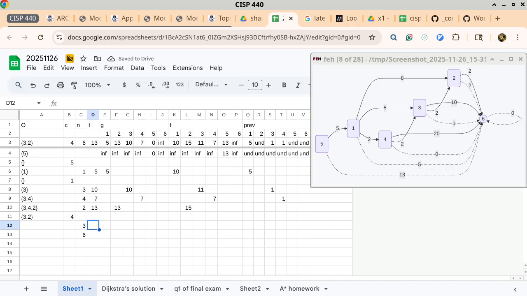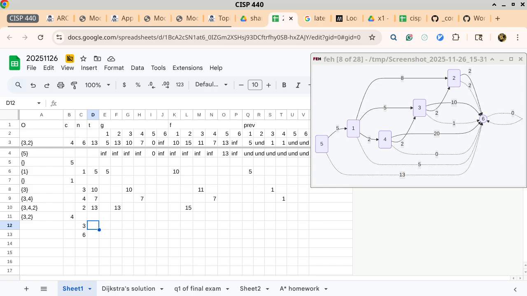So now this is fun because now we are going like, oh, we got to 3 already. We know how to get to 3. Look at this. We got to 3 through 1, and then we get to 1 through 5, and 5 is the start vertex. We have found a path to vertex 3 already. Do we have to reconsider? The answer is yes, you have to reconsider.